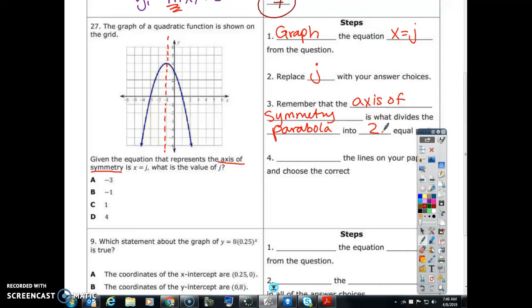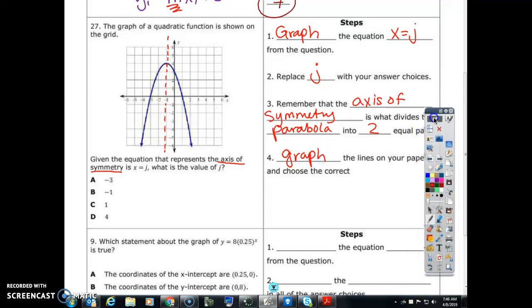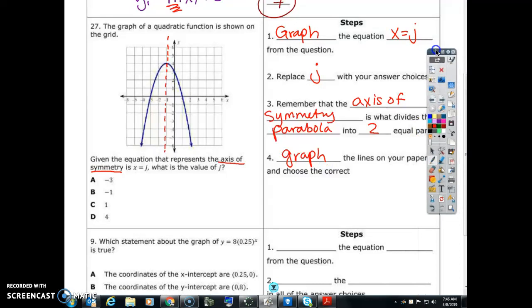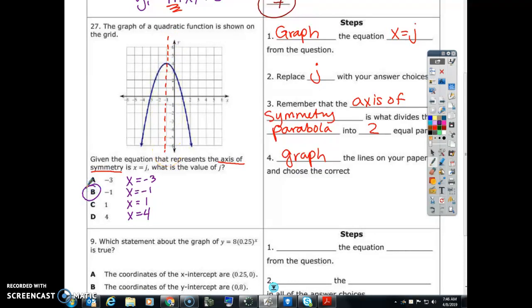We drew it. And then you graph the lines on your paper and you choose the correct answer. So if you didn't know that, I would do x equals -3, x equals -1, x equals 1, and x equals 4. And you'll see that the one that looks like that one is B, letter B.